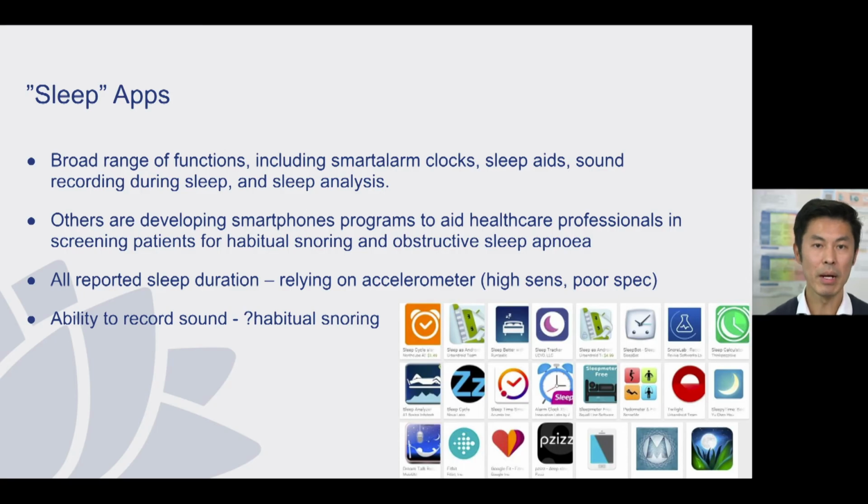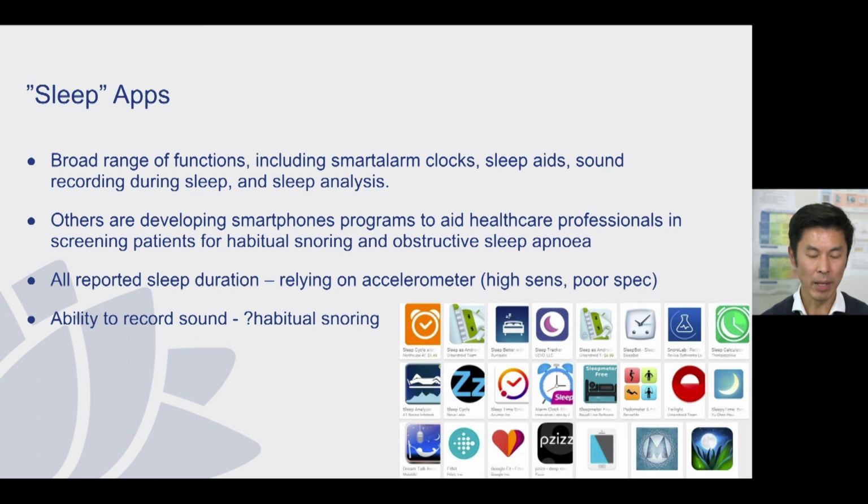And next we're talking about the sleep apps. They perform a broad range of functions, including sleep alarm clocks, sleep aids, sound recording during sleep, and sleep analysis. There are a large number of sleep apps on the market. The one that is most reviewed tends to be Sleep Cycle and a few other different brands, including Sleepbot.